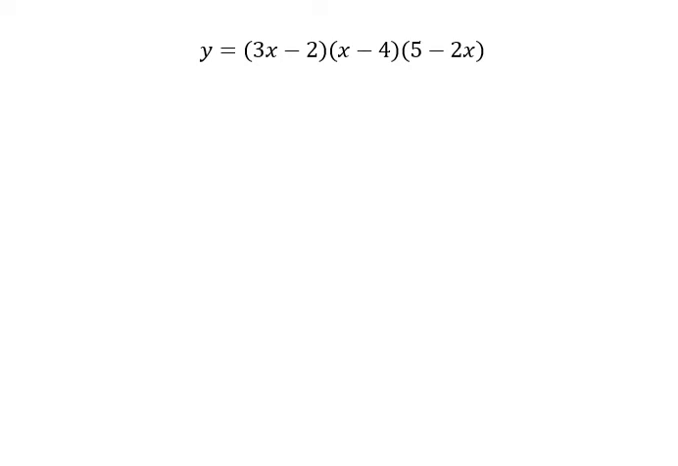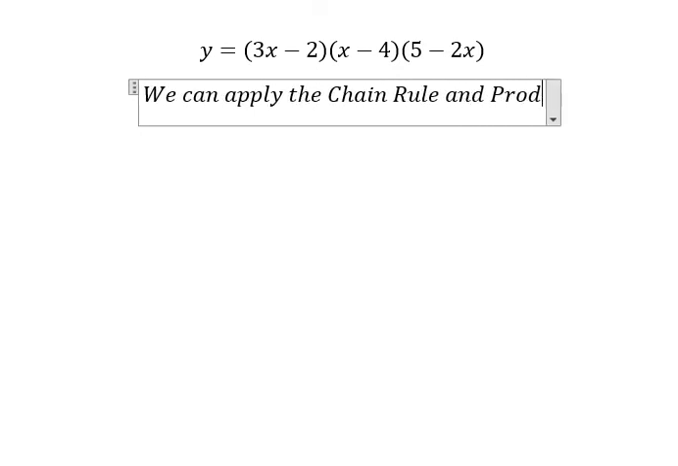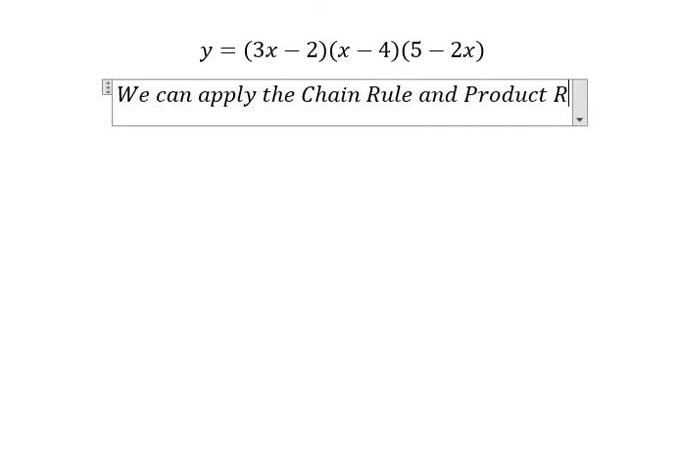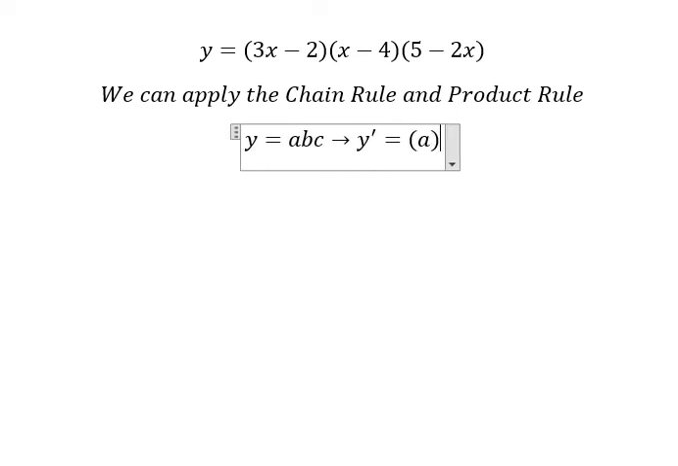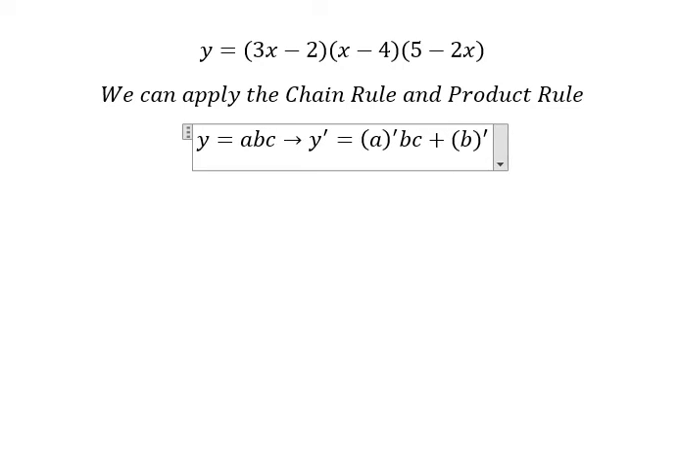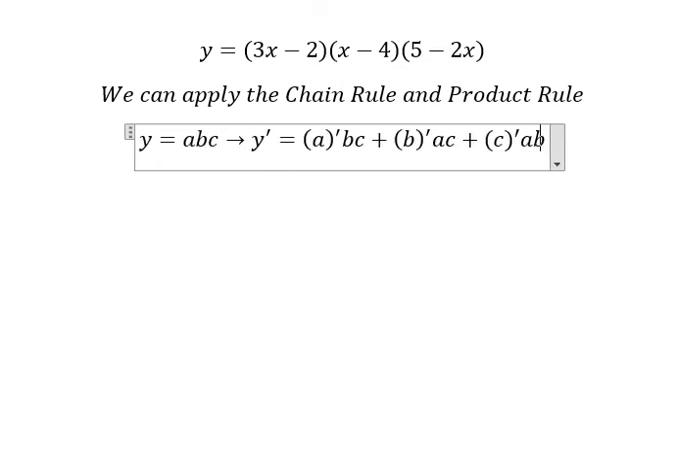The topic today is about derivative. So now I will show you how to answer. We can apply the chain rule and the product rule. So about the product rule, for example, we have A, B, C. So if we do first derivative, we need to do first derivative of A multiplied by BC. Later that we do first derivative of B multiplied by AC. And the last one, we do first derivative of C multiplied by AB.